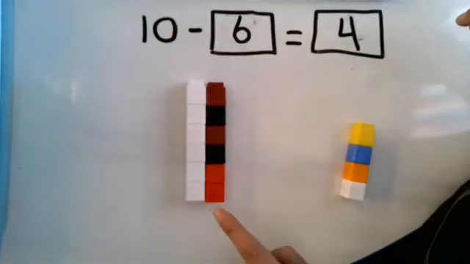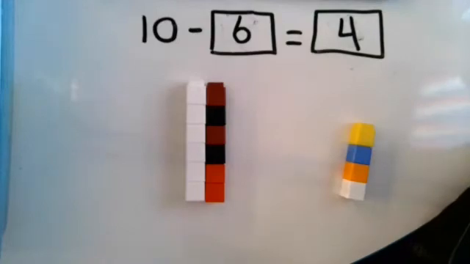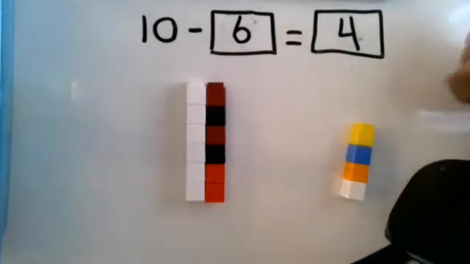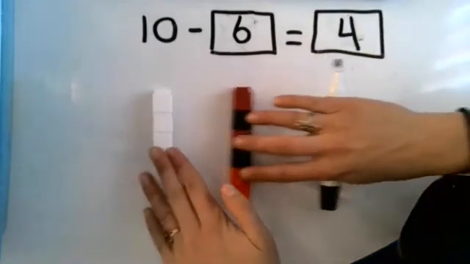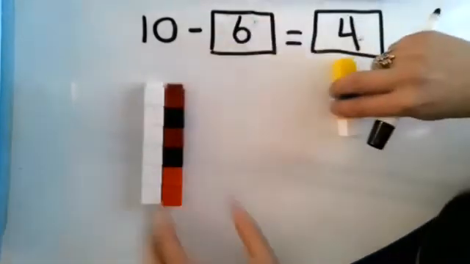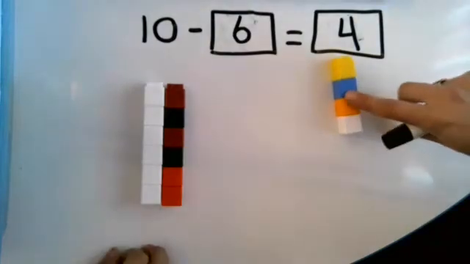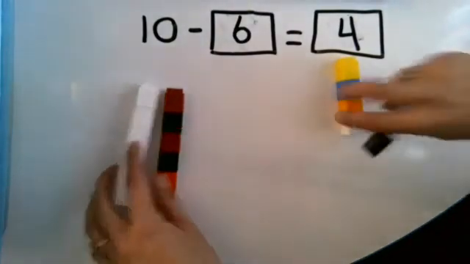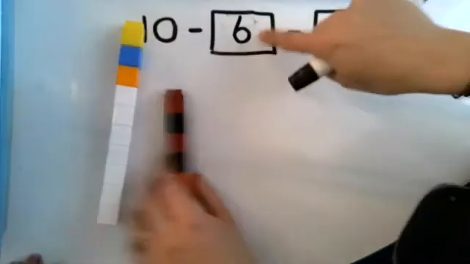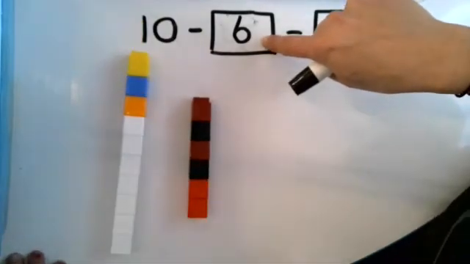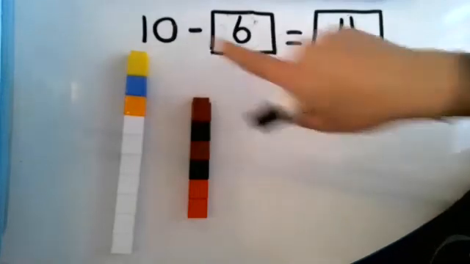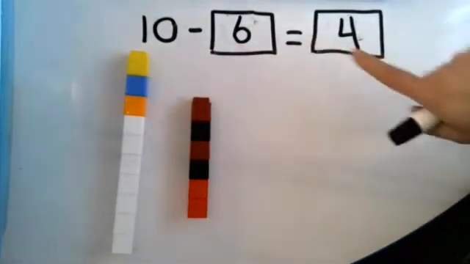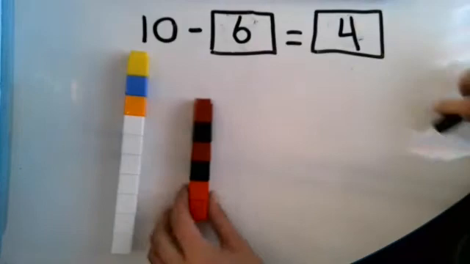Do they? Give me a thumbs up if they look like the same height. Online learners, give me a thumbs up if they look like the same height. Awesome. Yeah, they're the same height. So we know that I'm going to end up with 4 of my Unifix cubes. So how many did she take away? Let's read the equation. 10 minus 6 equals 4. Awesome. Thank you, my dear.